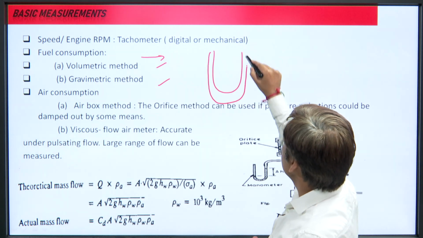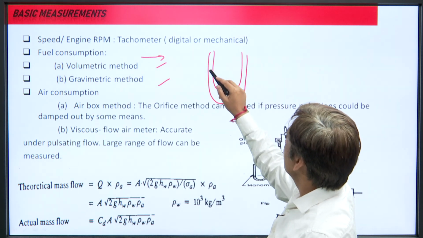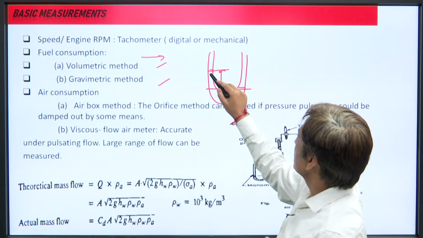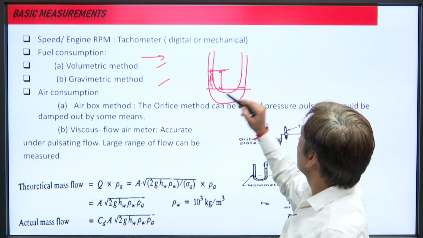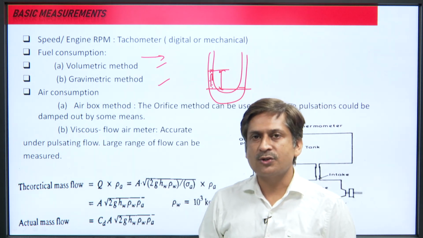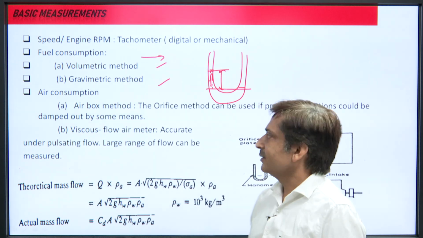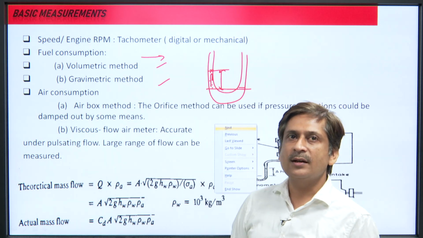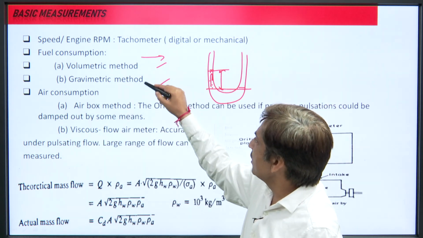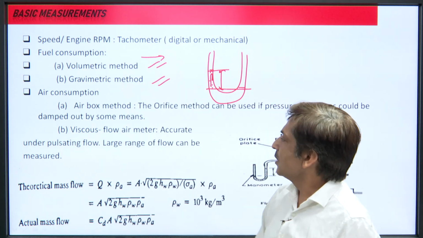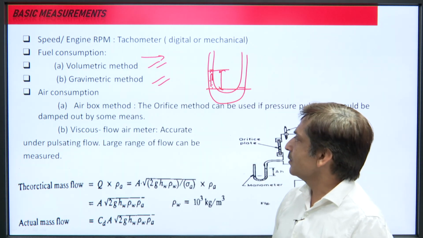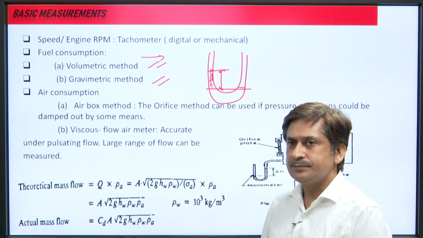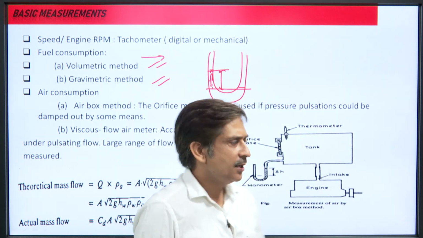With the help of this diagram you can understand that this is a manometer and this amount of fuel is consumed in how much time. So, with the help of a stopwatch you will measure the time to consume this height of fuel in the engine. So, it is volumetric type, or maybe gravimetric. Gravimetric means mass basis. Now, the air consumption is measured with the help of the air box method, and the second method is the viscous flow air meter.